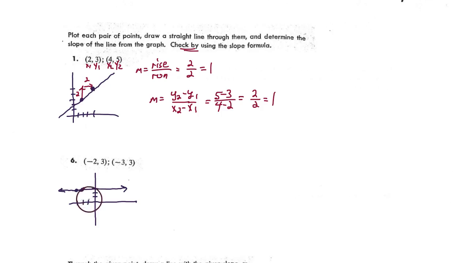We're asked for the slope of this. Well, it doesn't rise at all, so the slope is 0. Now we're asked to check that answer using the formula. So y2 is 3, y1 is 3. x2 is negative 3, x1 is negative 2. This makes 0 over negative 1, which reduces to 0.